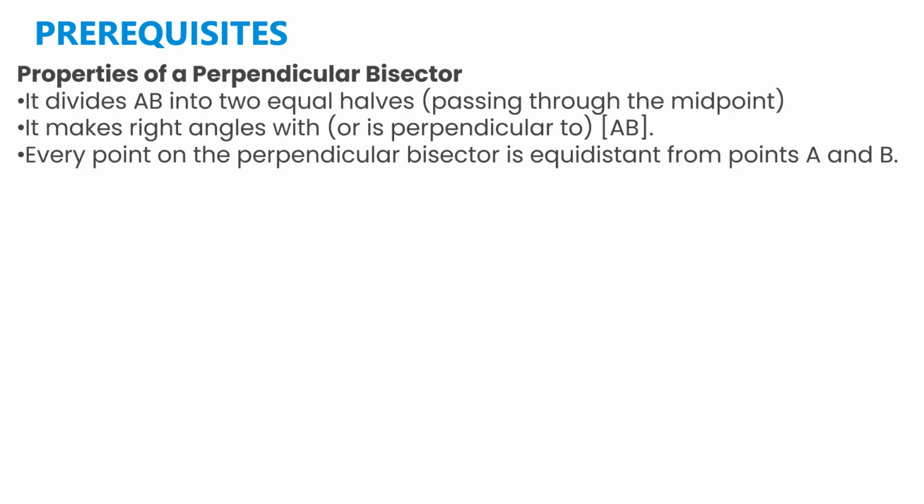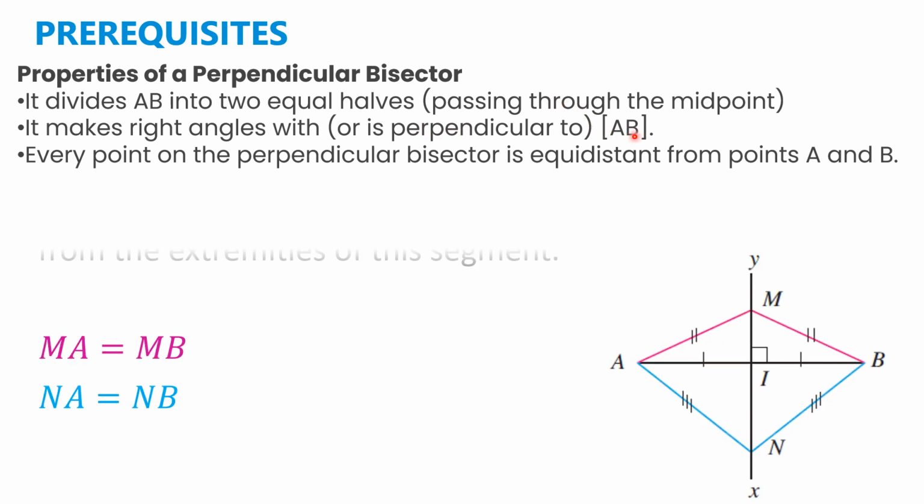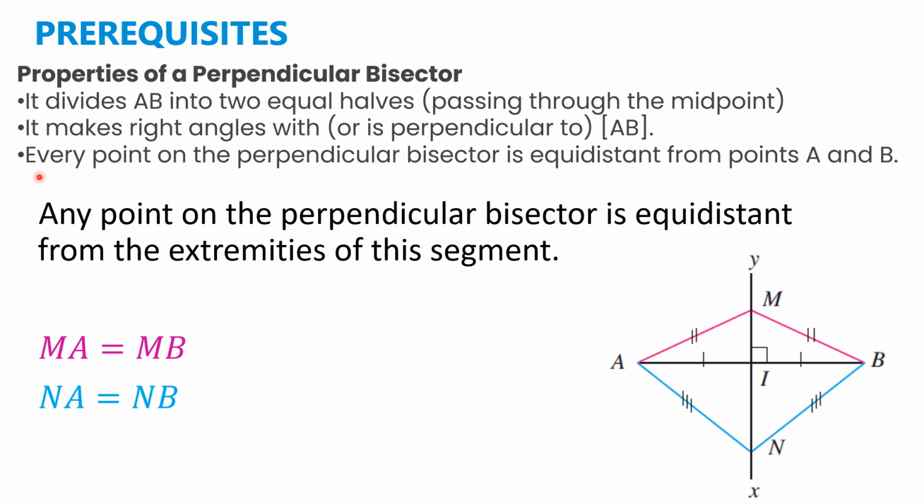So, what is a perpendicular bisector? A perpendicular bisector, its properties: it divides AB into two equal halves, passing through the midpoint of the segment. It makes a right angle, or in other words, it is perpendicular to the segment. The third property: every point on the perpendicular bisector is equidistant from A and B.